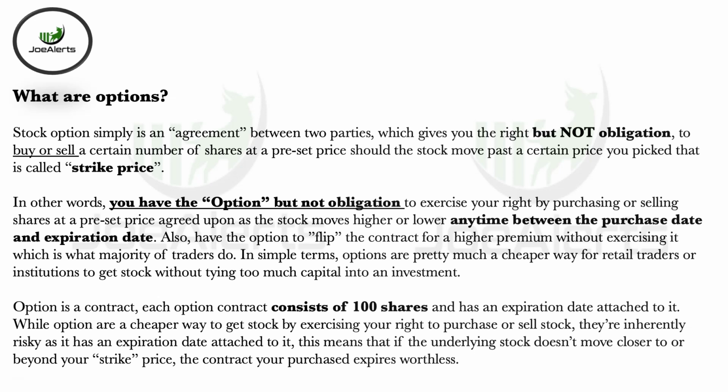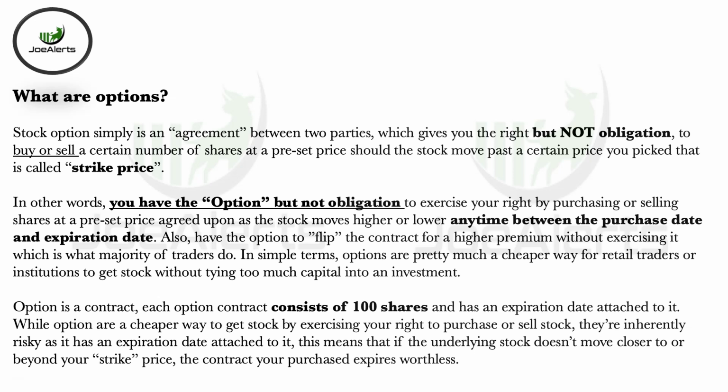That would be you and the broker that you're buying these contracts with, which gives you the right but not the obligation. So you're not obligated to buy or sell a certain number of shares at a preset price should the stock move past a certain price you picked. That is called strike price. So if you can see the ones that I highlighted in bold font, these are the things I need you to remember because you'll hear them as you trade options, so you'll know what they mean now. Strike price essentially is what you think the stock is going to get to or past, and so that's what is called strike price. In other words, you have the option but not the obligation, thus it's called an option.